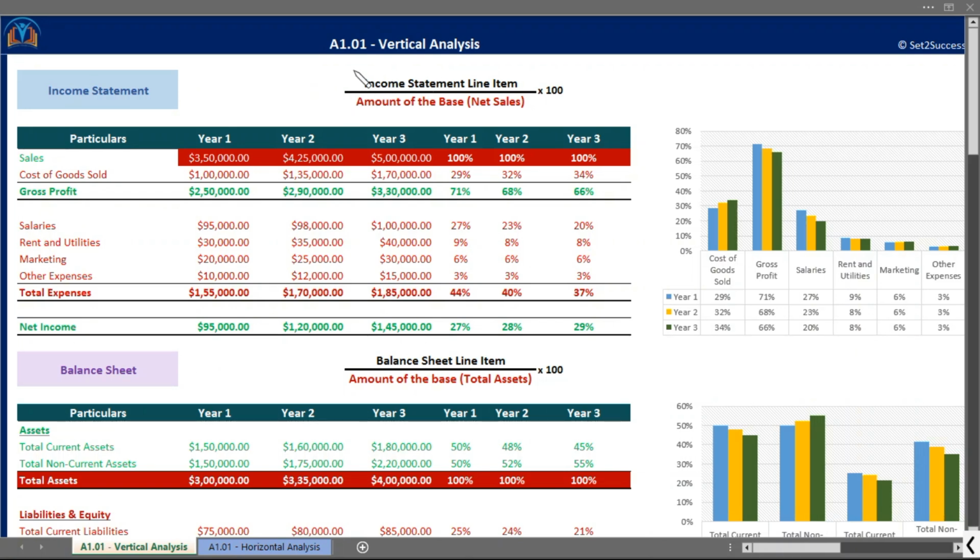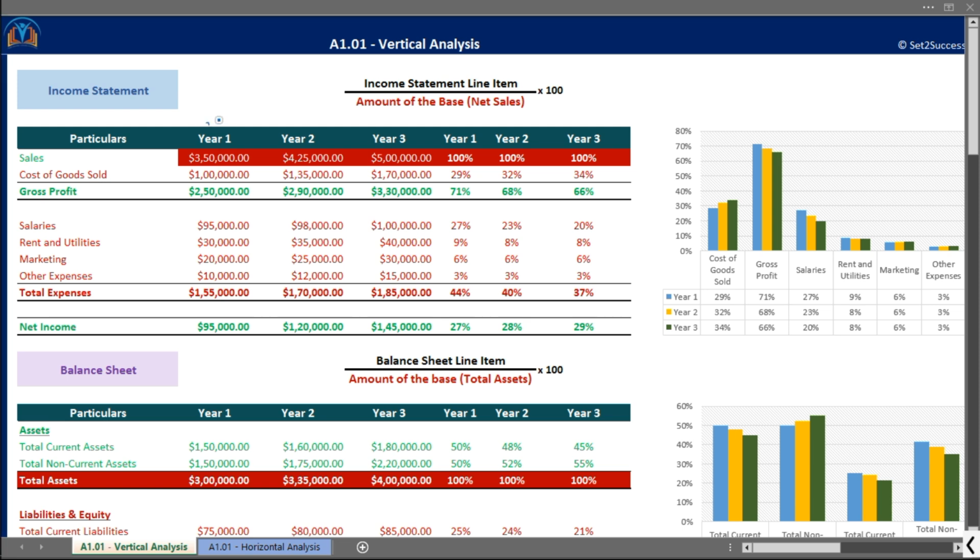Vertical analysis. Let us do the vertical analysis for the income statement and for the balance sheet. For the income statement, we take the income statement line item, divide it by the amount of the base, that is net sales, and multiply by 100. The income statement line items are given: sales, cost of goods sold, gross profit, salaries, rent and utilities, marketing, other expenses, and total expenses. Sales is set at 100% because every line item, that is cost of goods sold, total expenses, salaries, net income, we are going to divide by the sales.